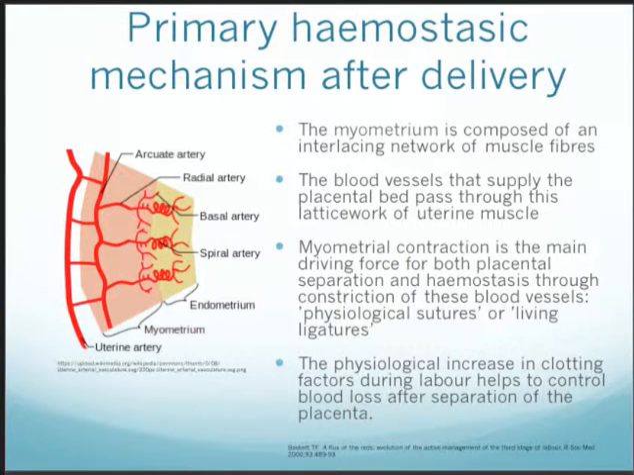The primary hemostatic mechanism after delivery is the contraction of the myometrium. We can see here a picture where this is the uterine wall, the myometrium. The yellow color is the endometrium, where we can see the spiral arteries, and it's thanks to these blood vessels supplying the placental bed. They pass through the latticework of the uterine muscle, and the myometrium contracting is the main driving force for, one, the placenta separation, and two, hemostasis through the constriction of these blood vessels.